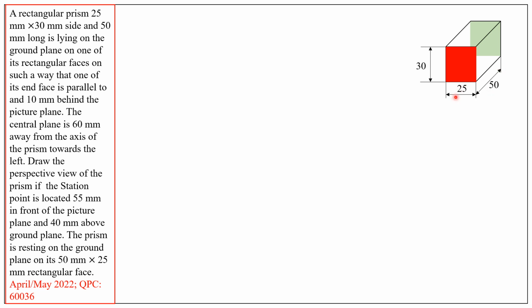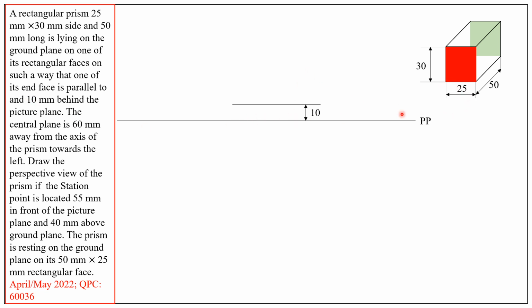To construct the top view, first draw the picture plane line, and behind the picture plane at a distance of 10 millimeters draw a 25 millimeter horizontal line. Why are we drawing it like this? Because one of the end faces is parallel to the picture plane, and at the same time it is 10 mm behind the picture plane. So this 25 millimeters is drawn.